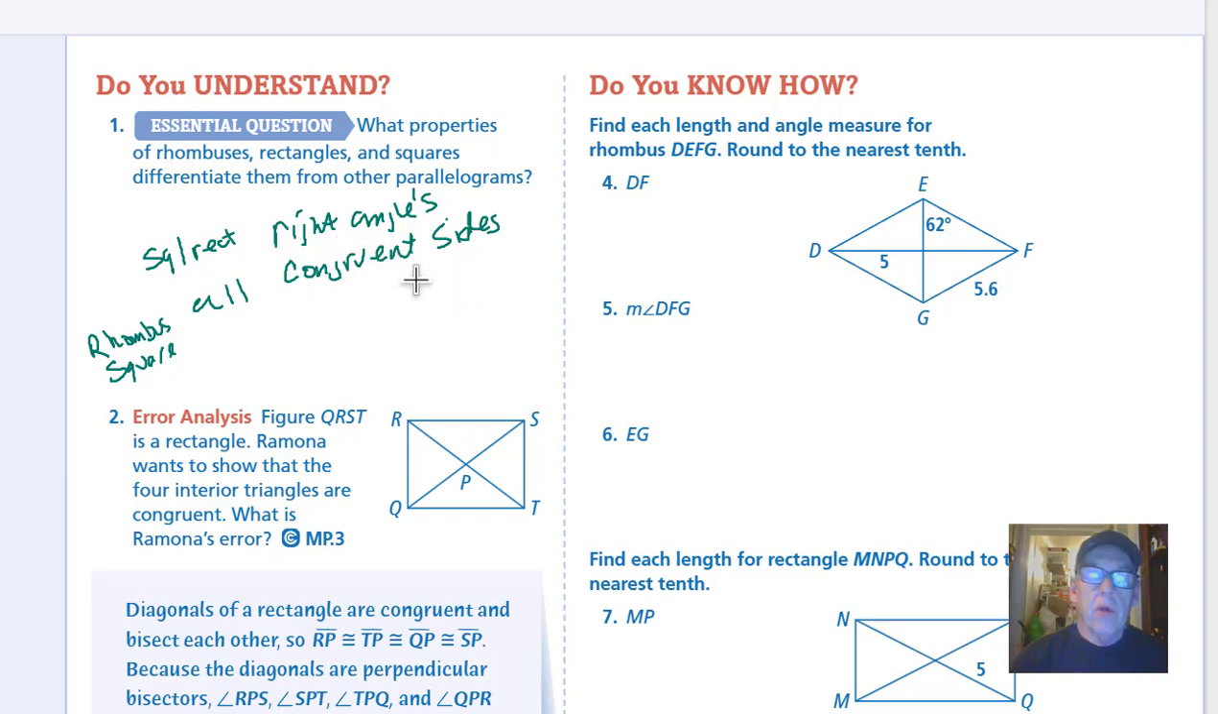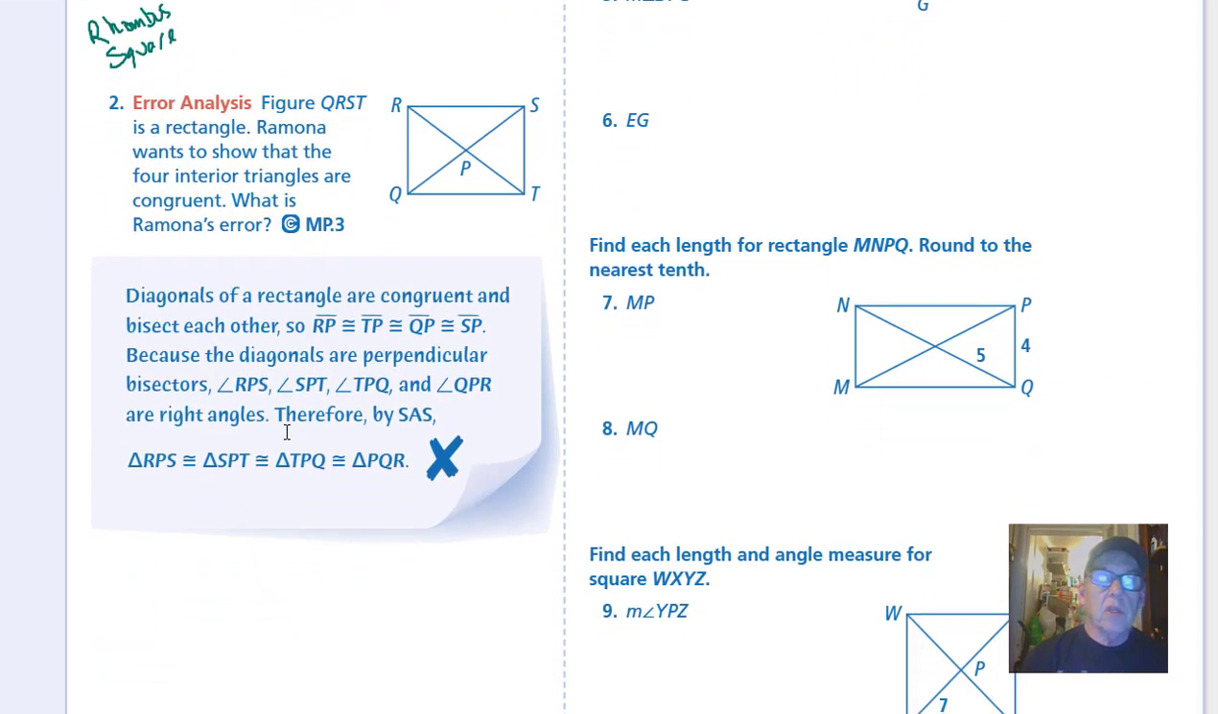Other parallelograms just have opposite sides parallel and opposite sides congruent. They don't have the right angle, and they don't have all sides congruent. They just have pairs of sides congruent. Let's look at number 2.